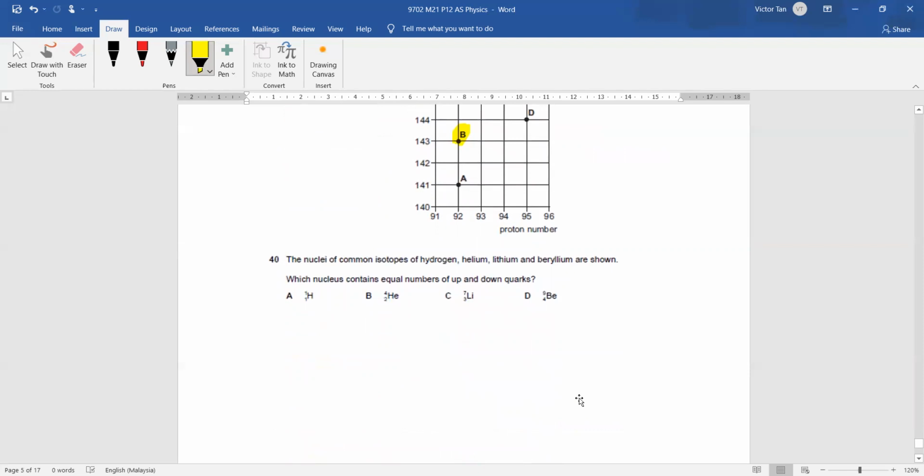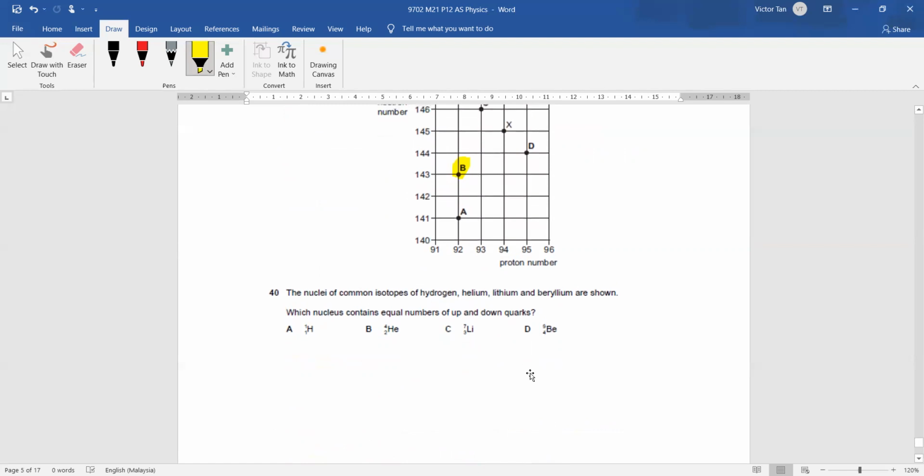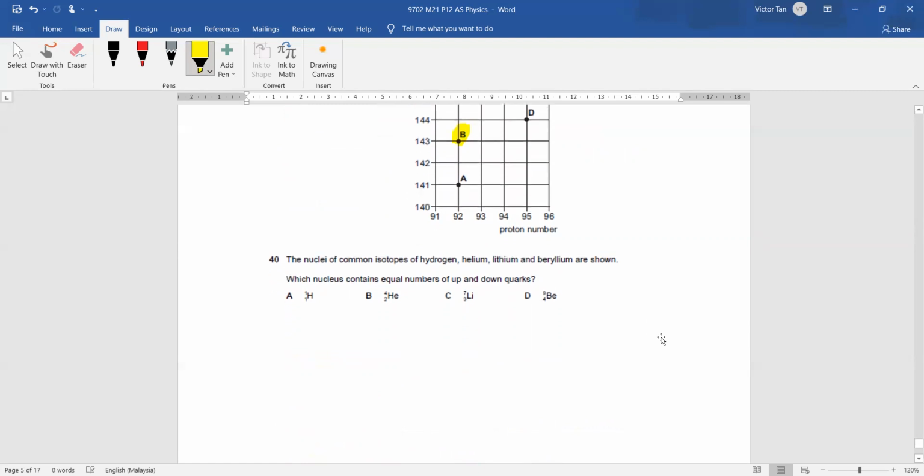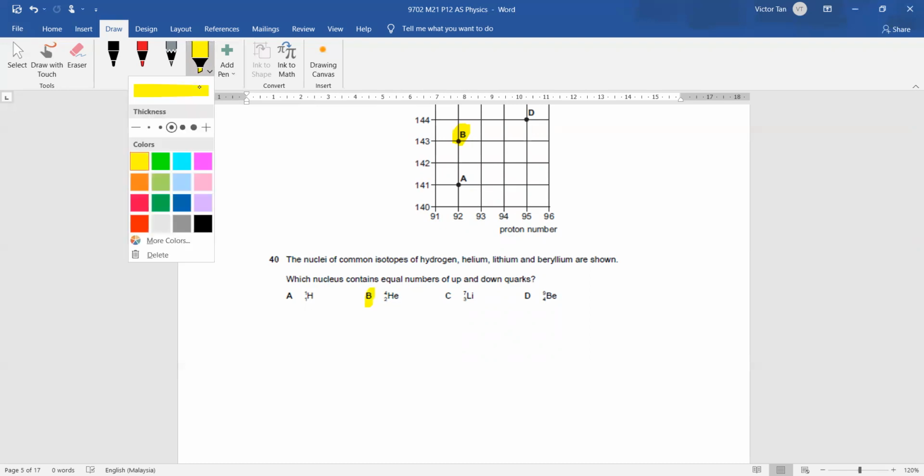Which nuclei of common isotopes of hydrogen, helium, lithium, beryllium are shown? Which nucleus contains equal numbers of up and down quarks? Equal numbers of up, down. So proton is up, up, down. Neutron is down, down, up. So they must have the same number of protons and neutrons. So it's helium. Okay. That's it.